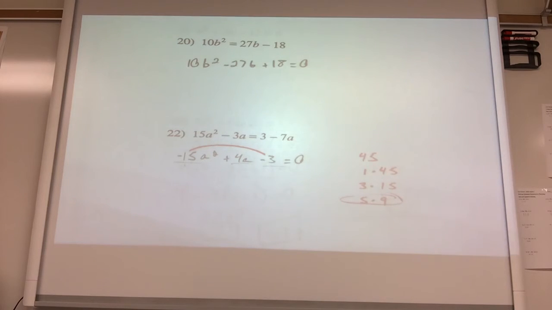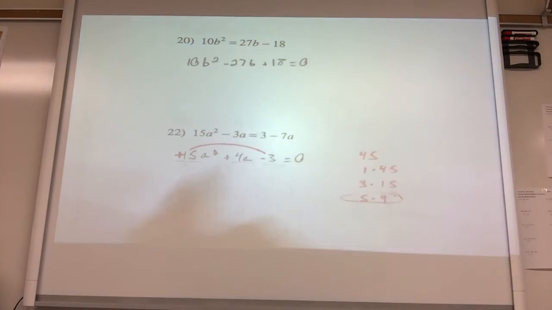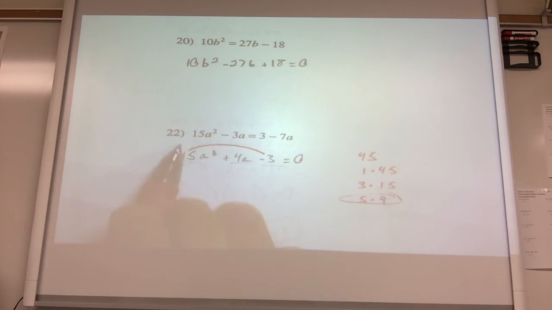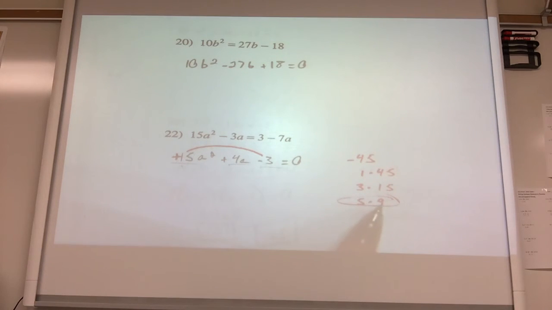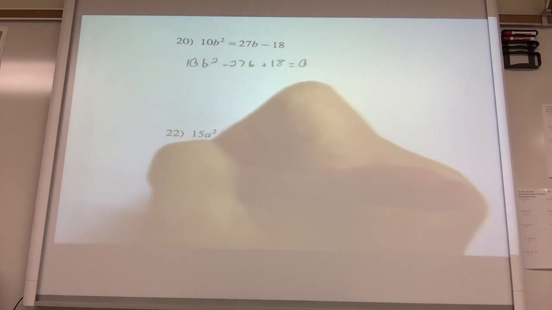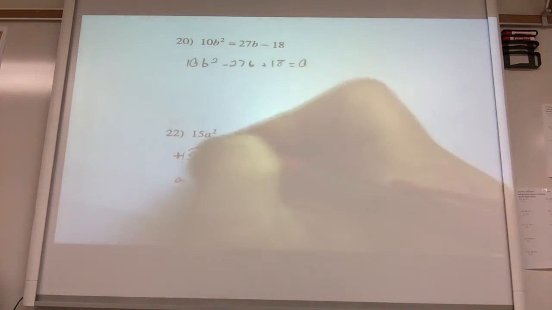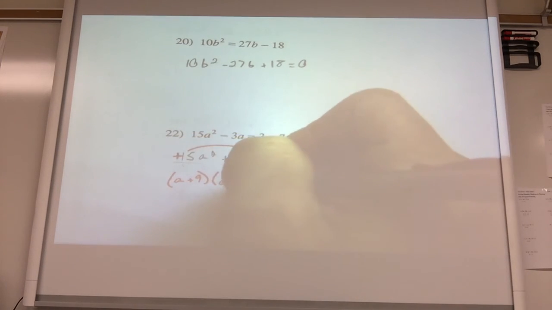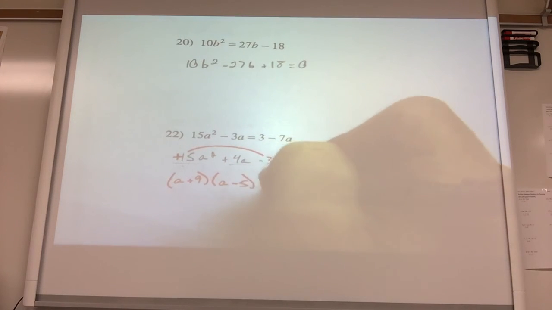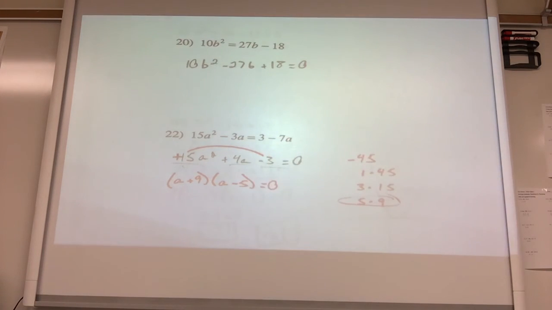Oh, man, I messed that up. That was supposed to be positive. I don't know where that became negative. So here it is. So that should be positive 15a squared. So that actually ends up being a negative 45. Okay, so it would be a positive 9 times negative 5. So we have a plus 9, positive 9, a minus 5. Okay, so positive 9 times negative 5 is negative 45. Positive 9 minus 5 is positive 4.